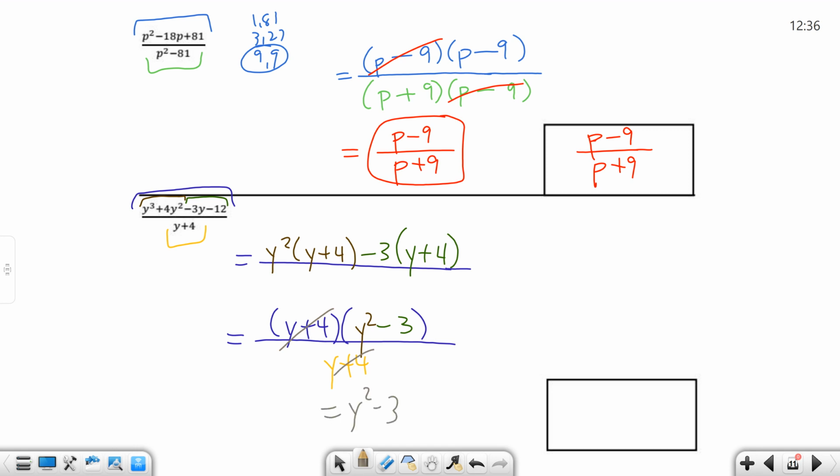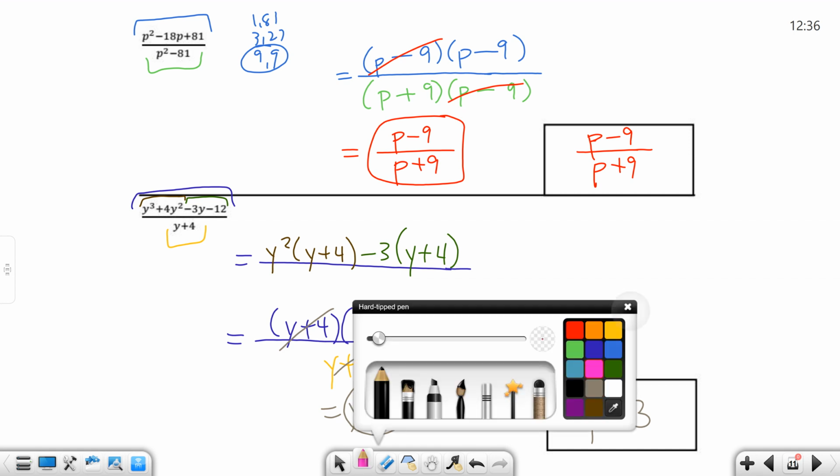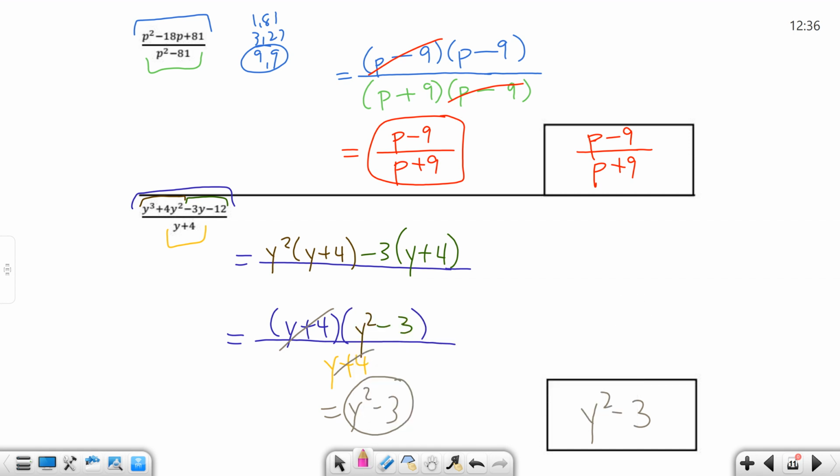Do I need 1 over that, or do I need that over 1? No, everything's understood to be over 1, and that y squared minus 3 is already in the numerator, so it just stays there. And it won't factor anymore. So y squared minus 3.